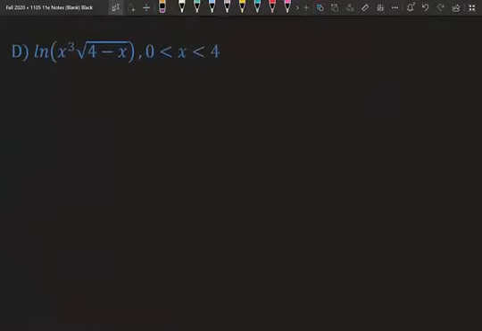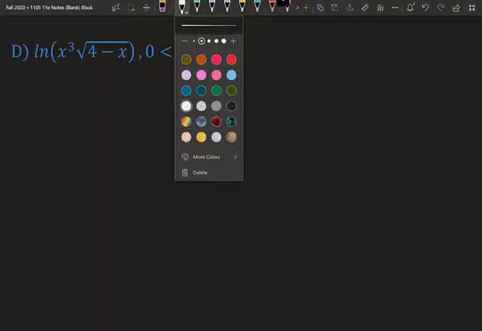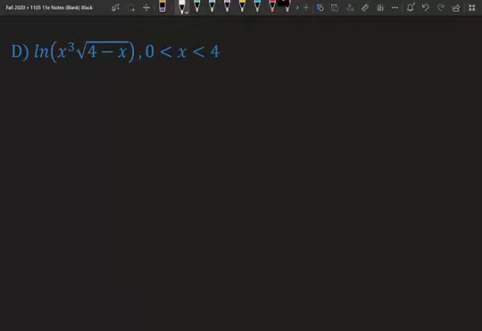All right, next we have ln of x cubed times the square root of 4 minus x, and this part right here, 0 is less than x is less than 4, that's just the domain. Don't even worry about that. They have to give it to you unless you're solving. And we're not solving here, we're just expanding, so they have to give it to you. So just cross it out.